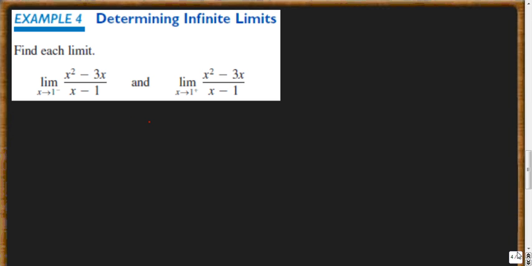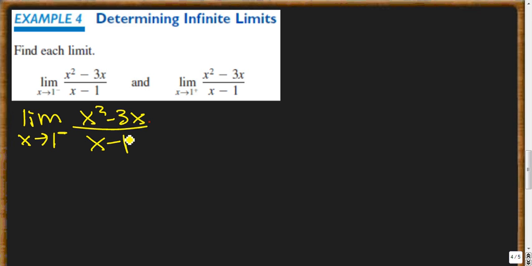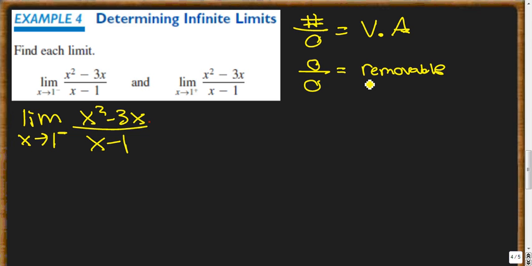Okay, so now we're going to look at finding limits using infinity. Okay, first one we have here, we've got the limit as x approaches 1 from the left of x squared minus 3x over x minus 1. So what we want to see is, are we getting the indeterminate form or are we not? Well, if we plug in 1, we need to see, do we have a vertical asymptote or not? Again, a number over 0 is a vertical asymptote. A 0 over a 0 means a removable discontinuity.